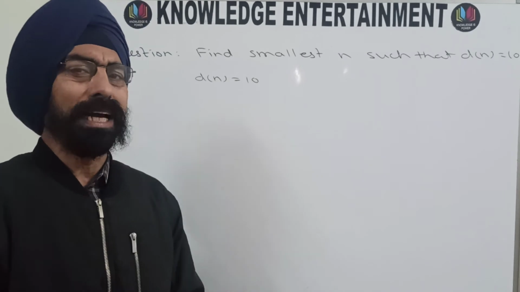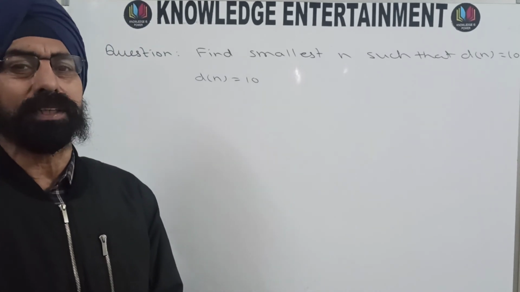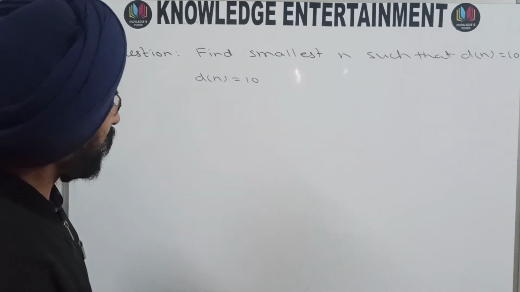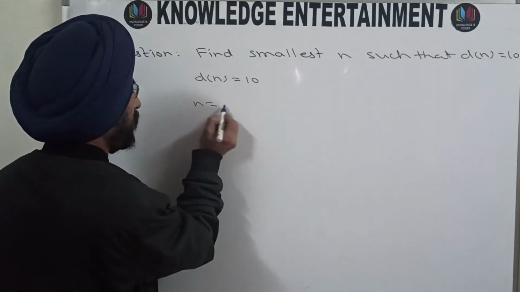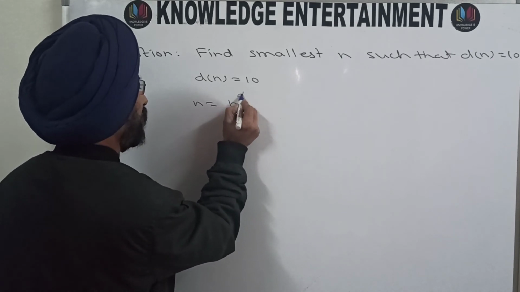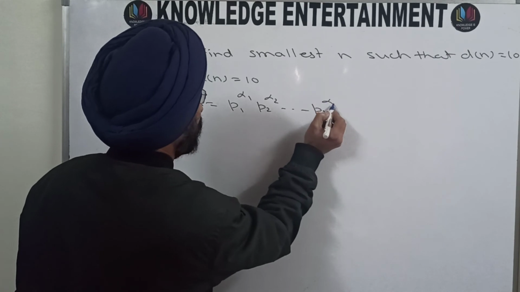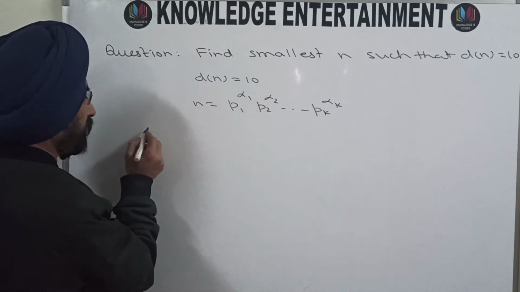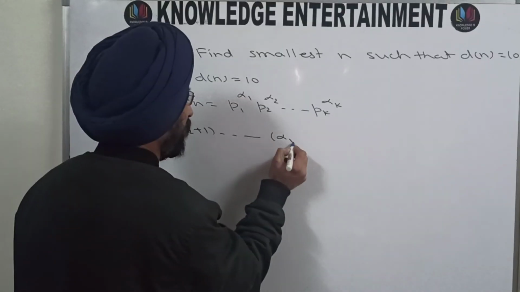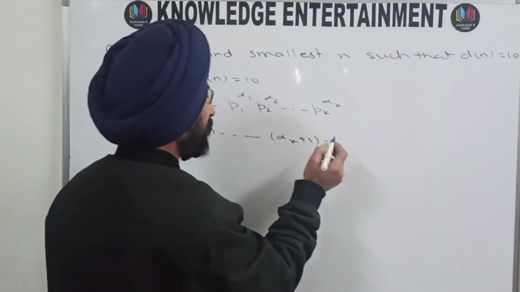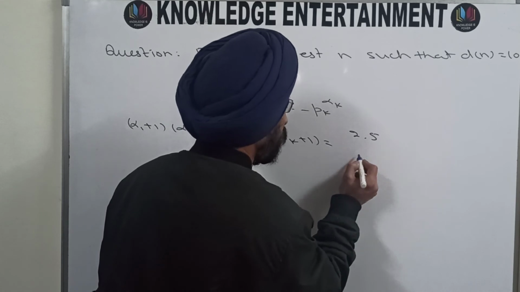Right now we have proved that dn is the product of the terms of the type alpha 1 plus 1, where p power alpha exactly divides n. So if I consider n to be p1 power alpha 1, p2 power alpha 2 and so on, pk power alpha k, then dn will become alpha 1 plus 1 into alpha 2 plus 1 and so on, alpha k plus 1, is equal to 10. Now this 10 is either 2 into 5 or 10 into 1.